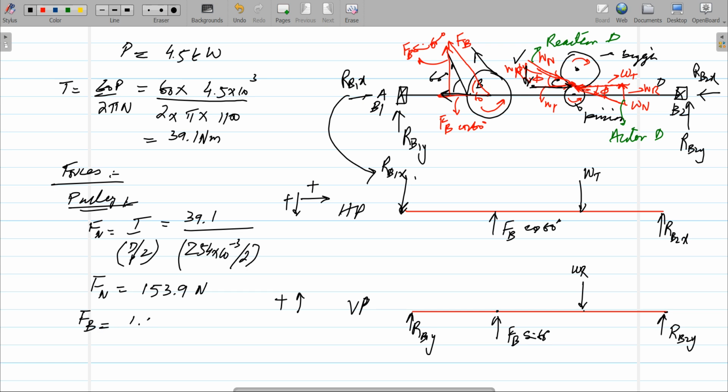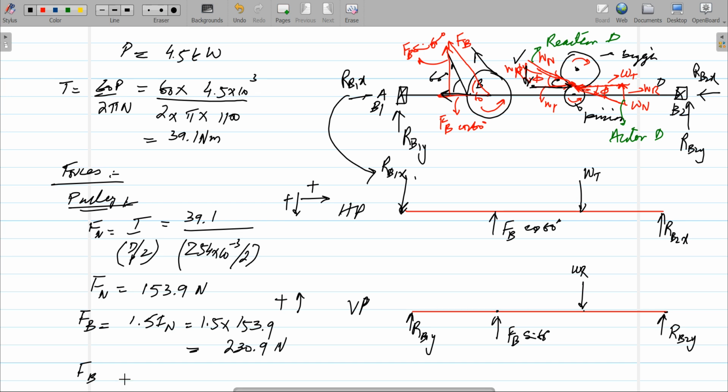Now from the previous theory we know that what we require is the bending force, and the bending force equals 1.5 times the driving force. That is 1.5 times the normal force, 153.9. So the answer is 230.9 Newton meter. Sorry, not Newton meter, it's only Newton.